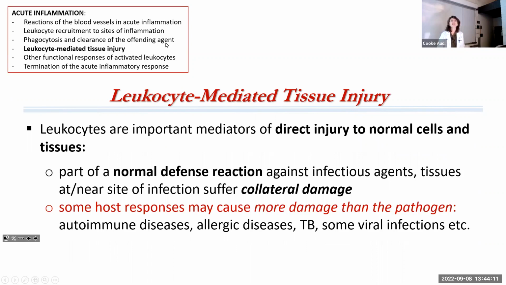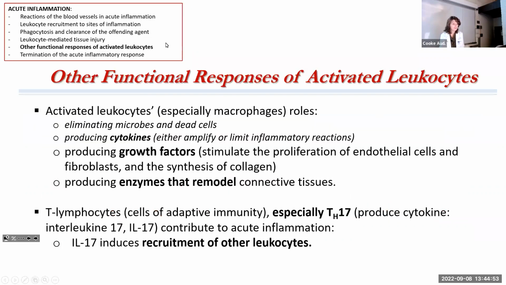But you have to keep in mind that as in any war, as in any battle, there will be some collateral damage. So leukocytes are important mediators of direct injury to normal cells and tissue. This is a part of the normal defense mechanism against infectious agents, and you will see tissues at or near the site of infection suffering collateral damage. And this is important to know because sometimes some host responses may cause more damage than the pathogen. Here are some examples: autoimmune diseases, allergic diseases, TB, some viral infections, and you probably heard about the COVID-19 cytokine storm. So that's another example of this collateral damage, if you want.